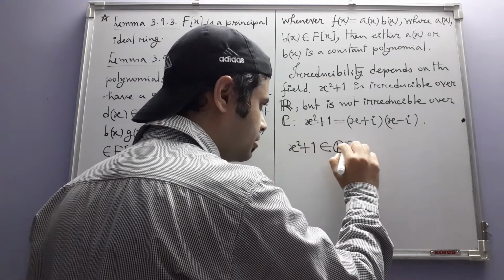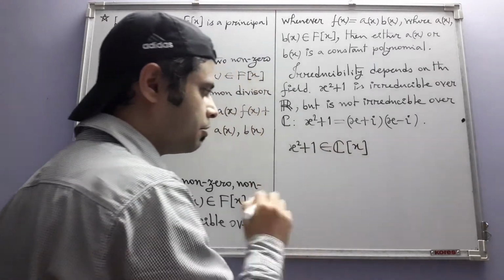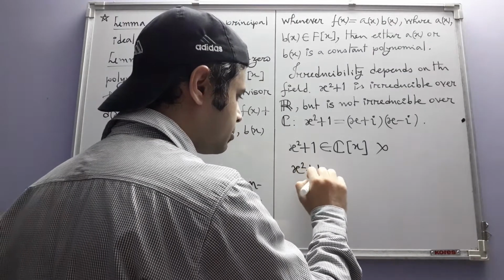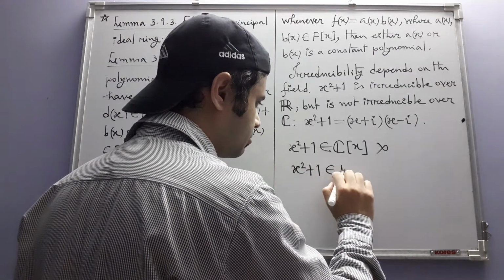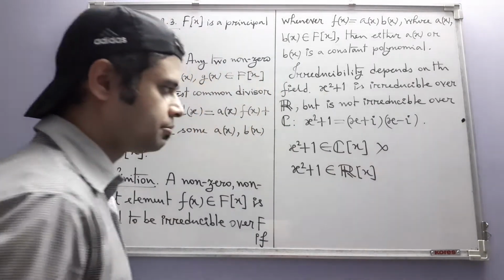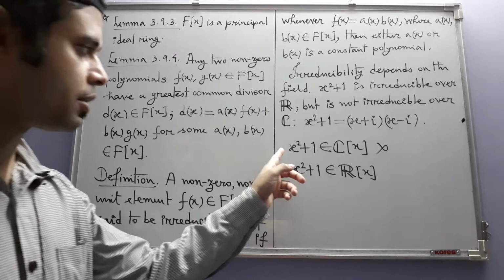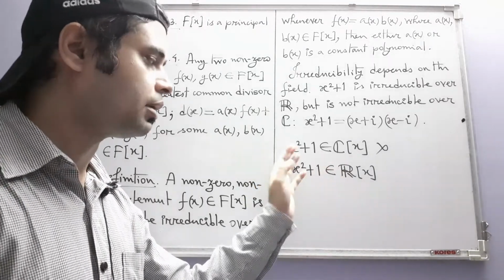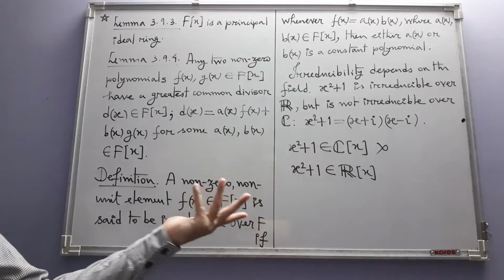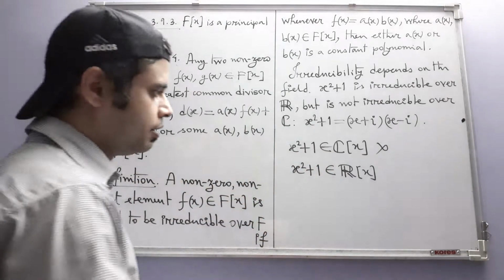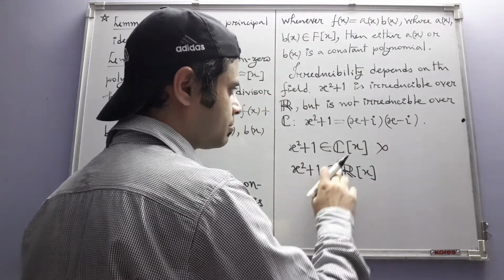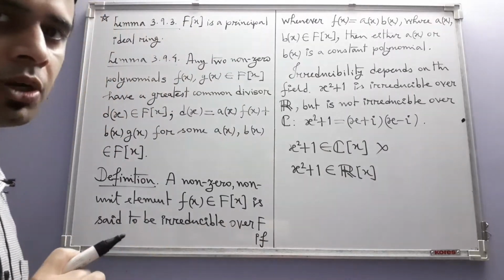this polynomial ring, it is not irreducible, but it can also be thought of as an element of this polynomial ring, because after all the coefficients are real, and that's why they are complex numbers also. Every real number is a complex number, but here we are not able to write them as a product of two polynomials of smaller degree.